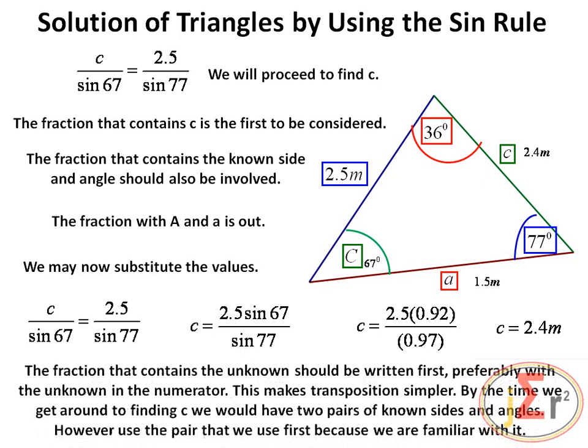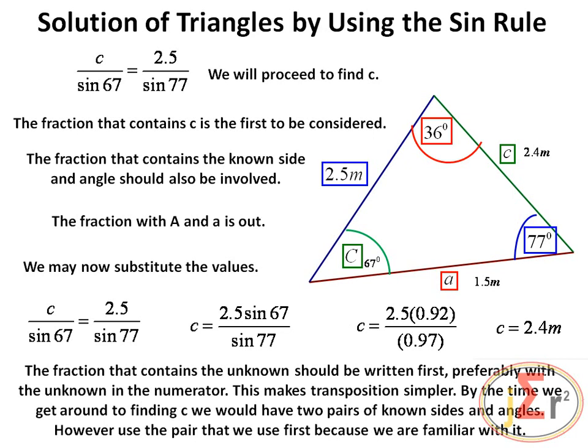Lovely. So the fraction that contains the unknown should be written first, preferably with the known in the numerator. This makes transposition simpler. By the time we get around to finding C, we would have two pairs of known sides and angles. However, we use the pair that we used first because we are familiar with its use. So we are familiar using the one that we had before, which is the pair of these, so we continue to use them.